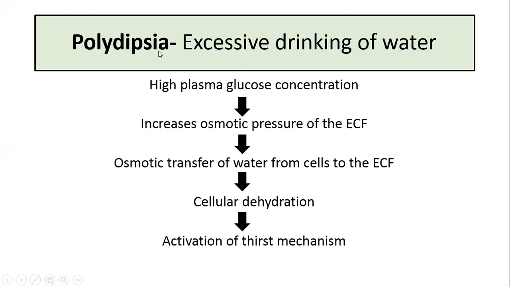In addition to it, there is osmotic diuresis, which we saw previously in the slides. This will cause increased loss of water from the body, and this would decrease the ECF volume, which causes compensatory dehydration of the cells. As we said earlier, cellular dehydration will cause activation of the thirst mechanism, which increases the water intake, and this will cause polydipsia.